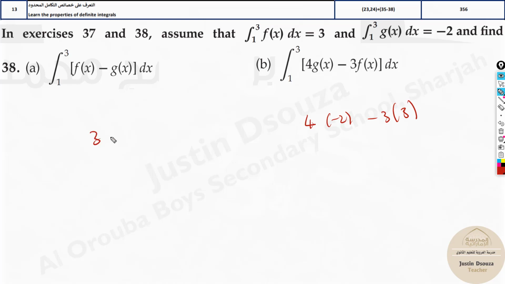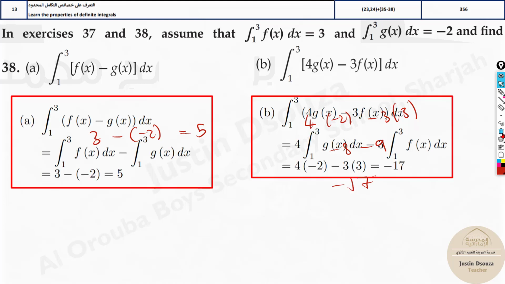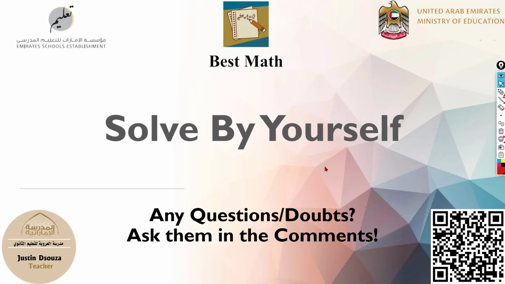Over here we have f of x minus of minus 2. It will be plus, so it will be 5 over here. Minus 8 minus 9. It will be 16, 17, minus 17. So these are the answers for these problems. Very simple problems. And that's the end of this topic.